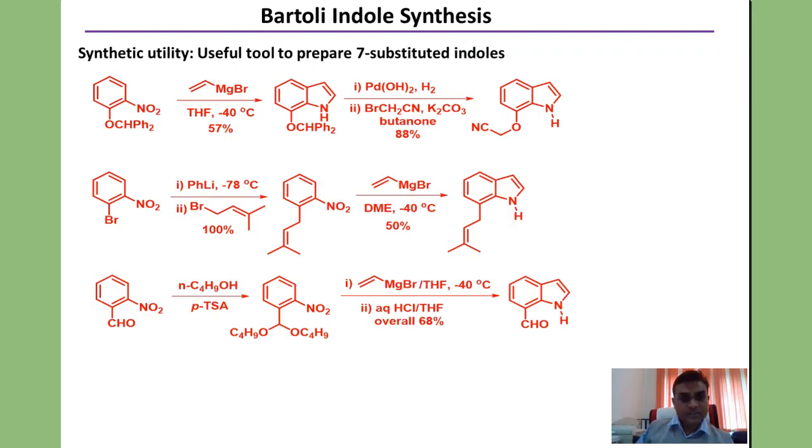This Bartoli indole synthesis is successful only when the ortho position of the nitro group is blocked. So ortho-substituted nitrobenzenes are the substrates here, and as a result, the 7-substituted indole can be prepared with the help of the Bartoli indole synthesis. So on reaction with the vinyl magnesium bromide, we get this 7-substituted indole. Here also we get a 7-substituted indole.